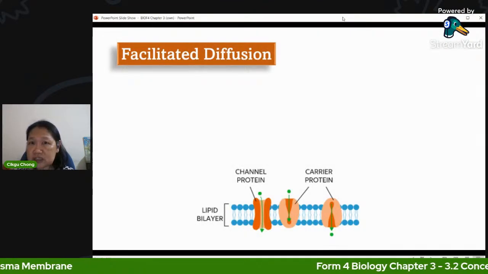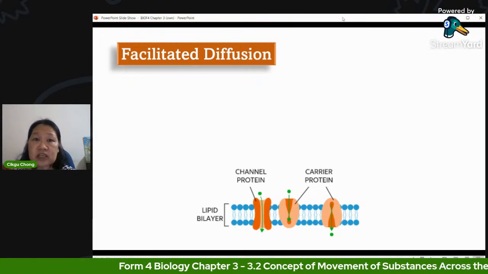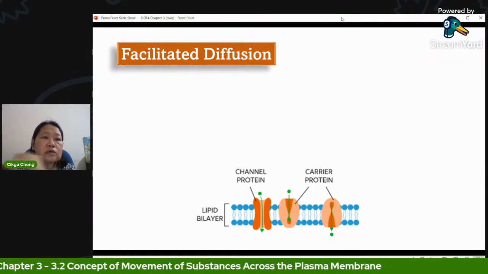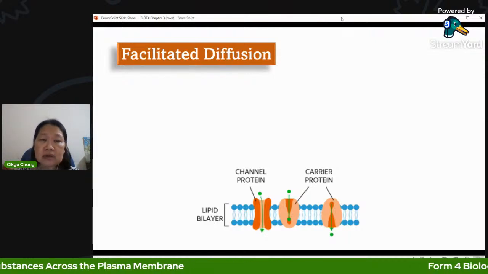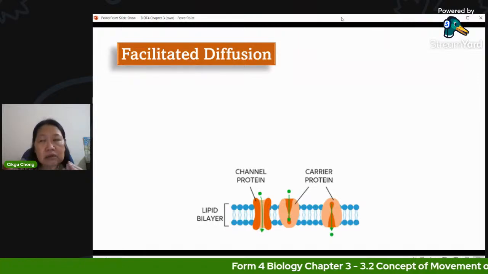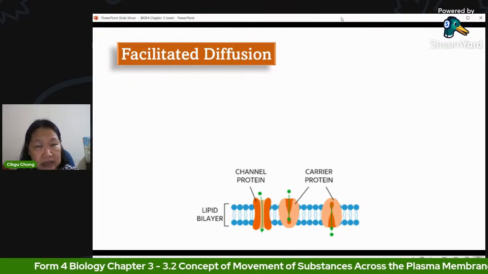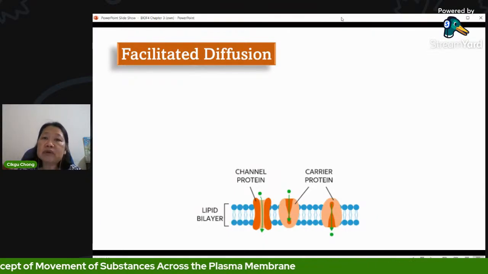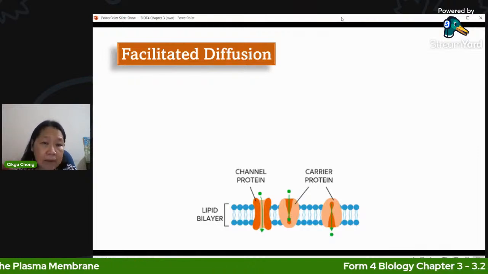Now let me go on to the next one. The third type of passive transport. So we're still in passive transport: facilitated diffusion. Because of the word facilitated, what does it mean? It means aided, that means helped. This diffusion is helped by something. Some of the molecules are unable to go through the phospholipid bilayer, maybe because they're too big, or charged, or polar, so they will go through another place which will help to bring them through.